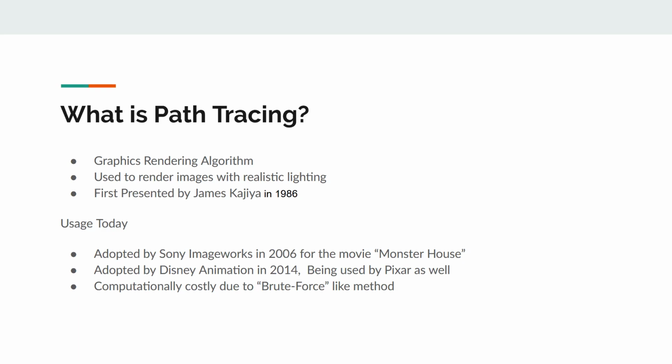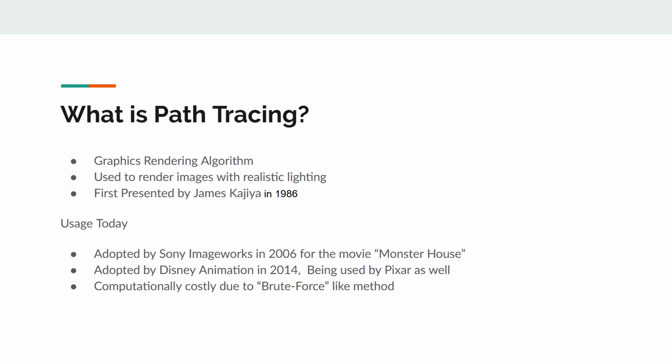Well, path tracing is a graphics rendering algorithm that is used to render images with realistic lighting. The algorithm was first presented by James Kaguya in 1986, with many different offspring and offshoots appearing since then. Today, however, path tracing is mainly used in the art of rendering 3D movies.